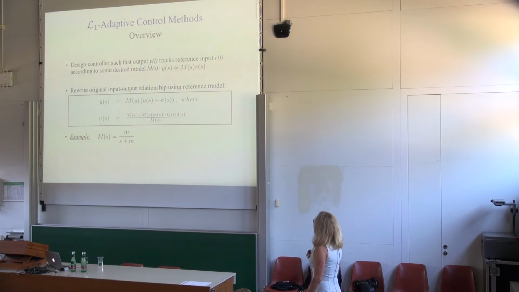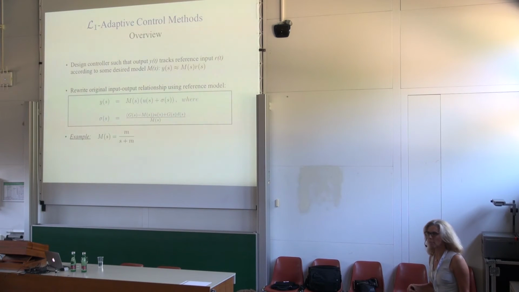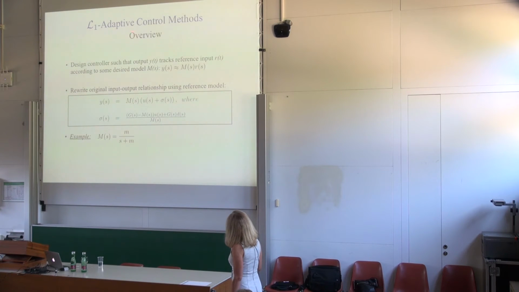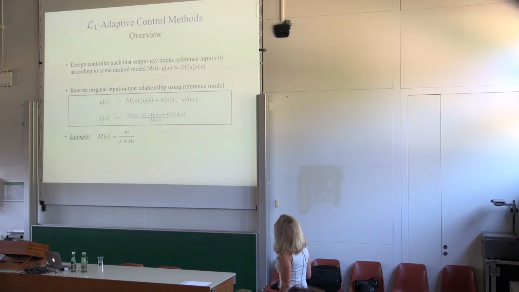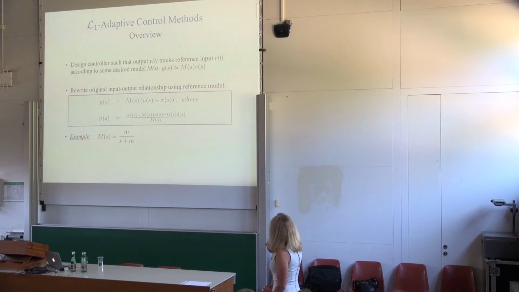So here's a quick overview of the steps that you go through when you're designing an L1 adaptive control. As a user, what do you do? Well, first, you say we want to track some reference input R. We want our output to track the reference input, so this would be our BIS in the anesthesia problem, according to some desired model M. So we have some desired model. We know what it is. We want our output to take a certain profile according to this model M.